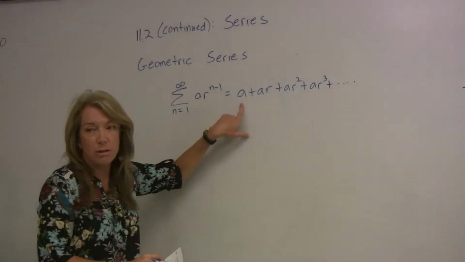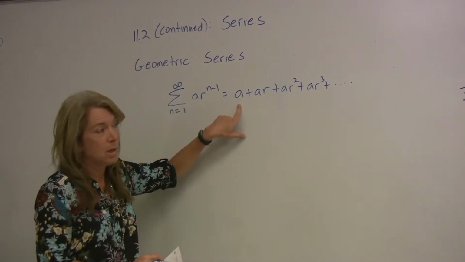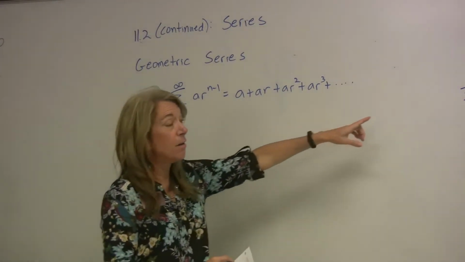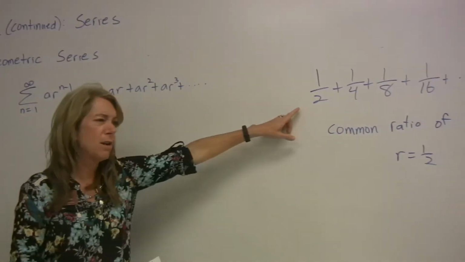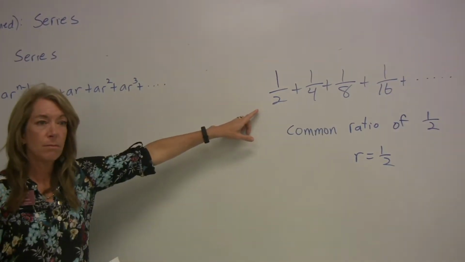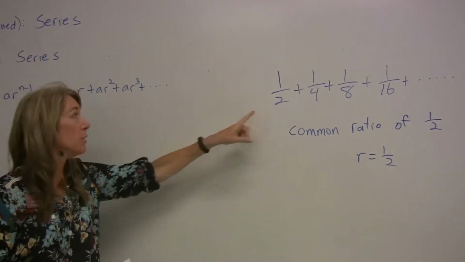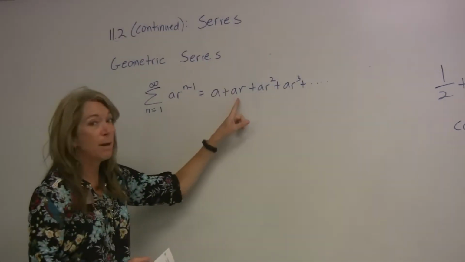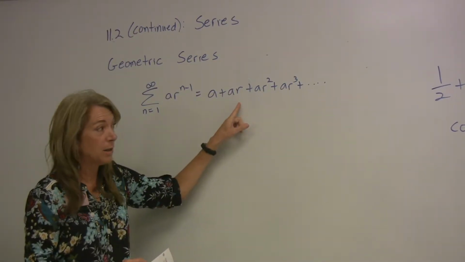A is just your first term. In this particular problem, A also was 1/2, coincidentally. They're not always the same. So A was 1/2, that's the first term. And then to get the next term, I multiplied by 1/2, A times R.